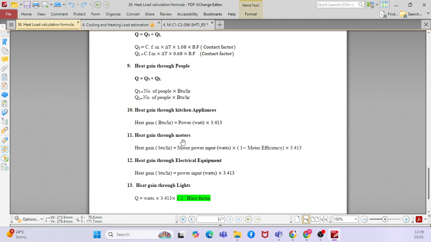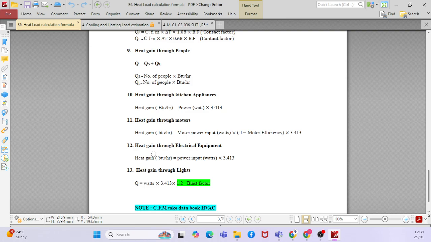Similarly, for the heat gain through the motor, it depends upon the efficiency of the motor. For example, motor power multiplied by efficiency. If my motor works at 95% or 96%, that means the 4% will be the heat dissipation. So that is the heat gain. Then there is heat gain through electrical equipment. Similarly, power input multiplied by 3.413 to convert into BTU per hour.